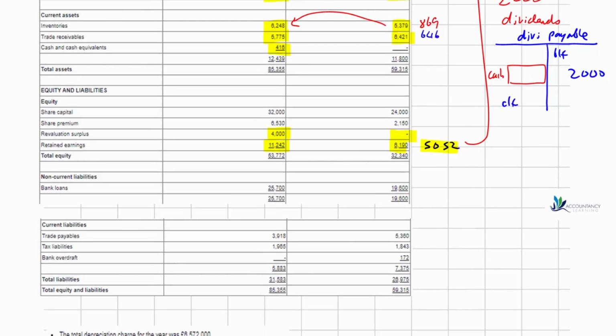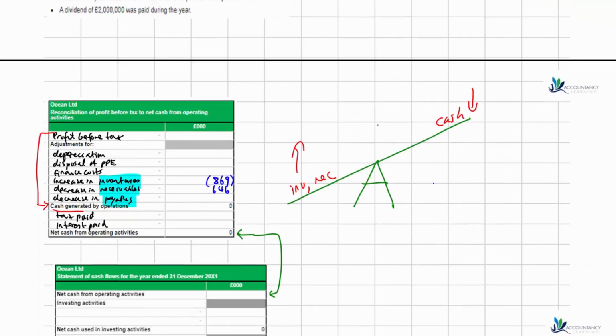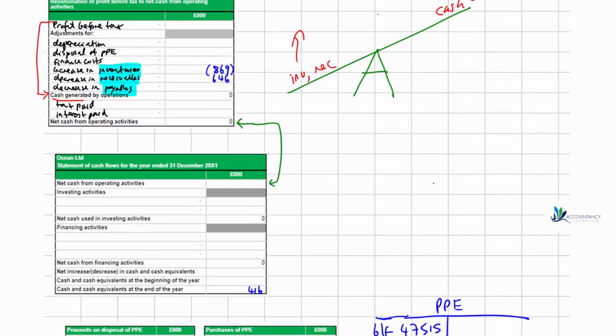Right, next we have our bank loans. So we can see that our bank loan has increased by 6,100. So that must be cash coming in, and I can put that in the financing activities of our answer. So we've got our bank loan, and it's 6,100 of cash coming in.